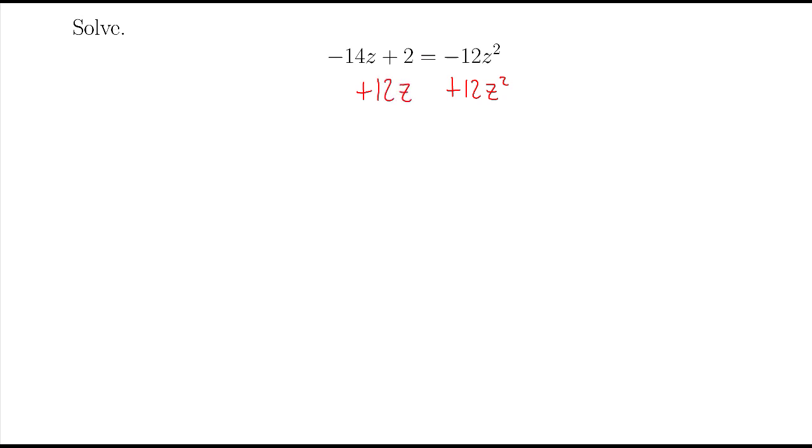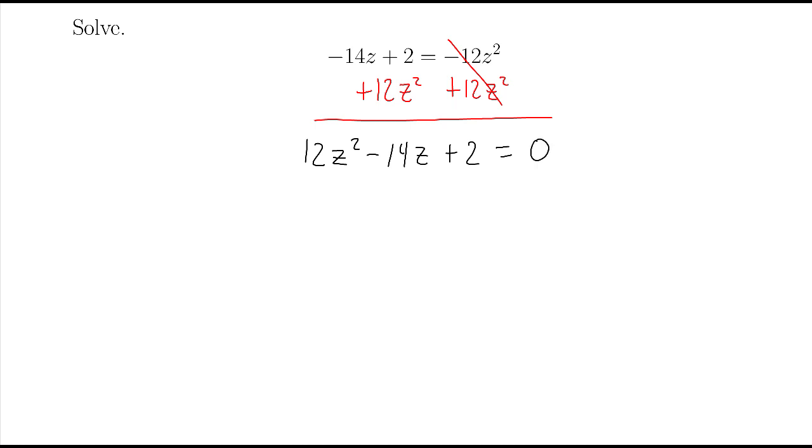Now, keep in mind, those will cancel. That's great. These are not like terms, right? This one has z to the first power. This one has z to the second power. They're not the same. So the best I can do is bring it down. And don't forget to put them in the right order. Put z squared first, then z, then bring down the 2 and equal 0. That's called standard form. Squared, variable, constant, 0.